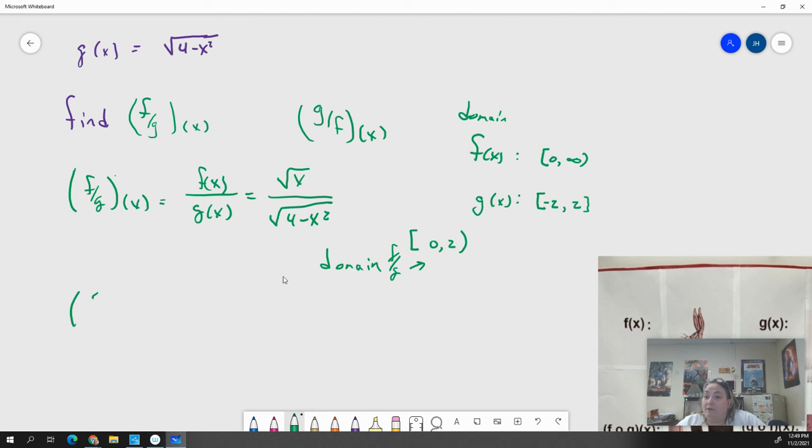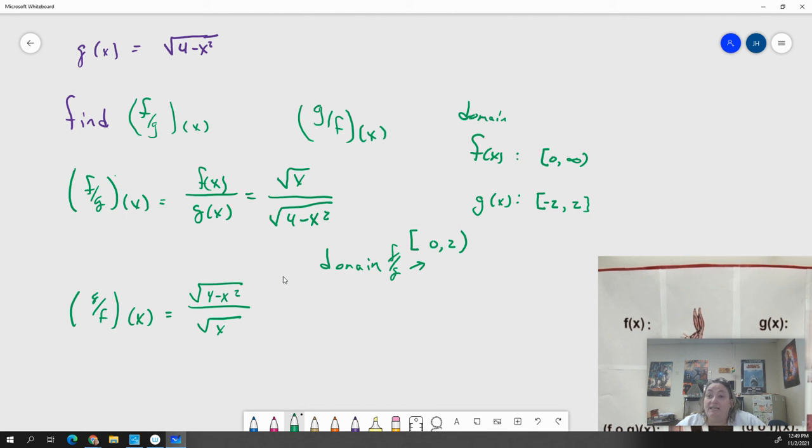What about g over f of x? It's literally 4 minus x squared over the square root of x. Super, super easy stuff.